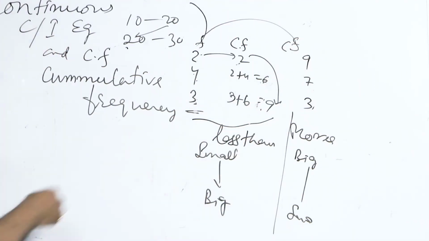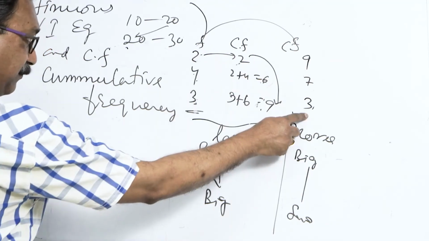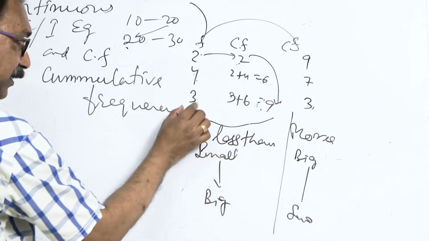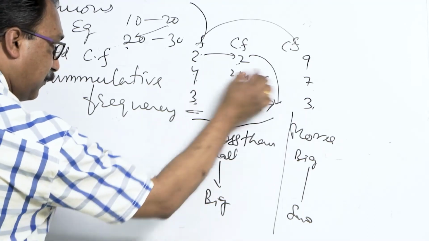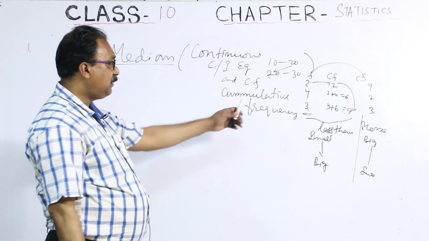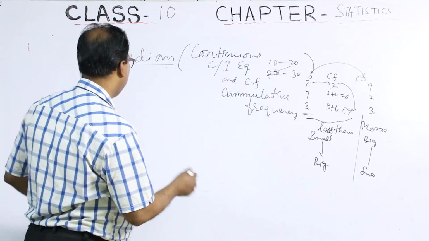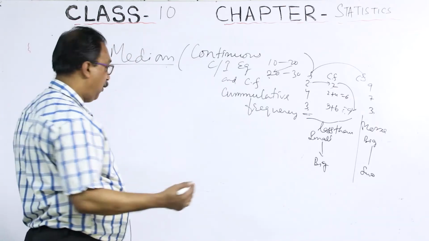So that time the total you can write 9 minus 2, 7, 7 minus 4, 3. See, same thing. Do you follow me? Or you can start from this 3, 3 plus 4, 7, 7 plus 2, 9. That way also you can write. So this is the way the less than and more than cumulative frequency has to be written. Now I will show you the table, and next class I will explain the problem.